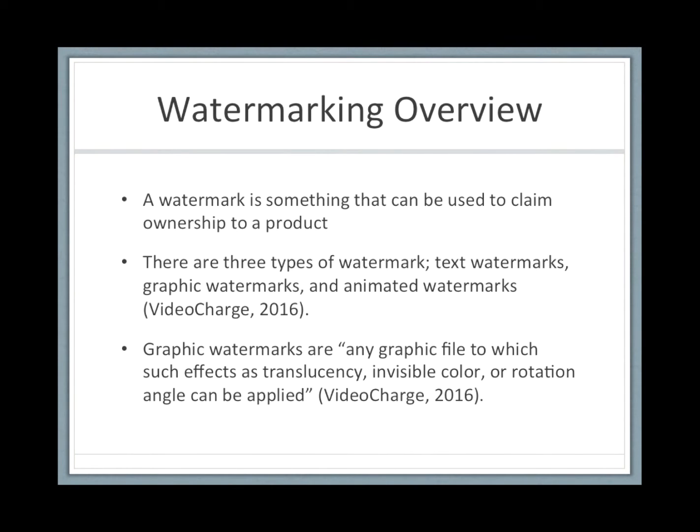In regards to watermarking, a watermark is something that can be used to claim ownership to a product. There are three types of watermarks: text watermarks, graphic watermarks, and animated watermarks. Graphic watermarks are the type we will be focusing on, and they are defined as any graphic file to which such effects as translucency, invisible color, or rotation angle can be applied.